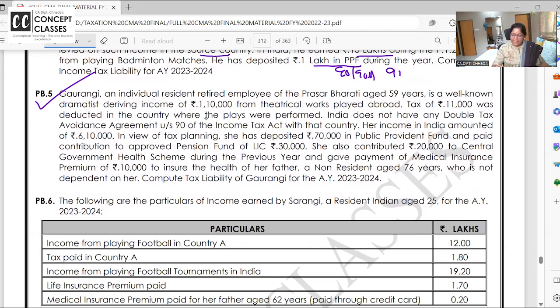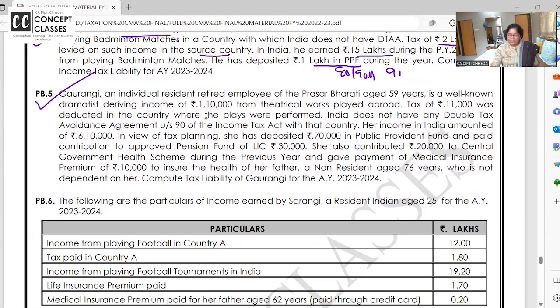Gaurangi, an individual retired employee of Prasar Bharati, is 59 years old and does dramatics. On 1,10,000 she has earned abroad from drama performance, and on that she has paid tax of 11,000. So about 10% tax is visible. India does not have a DTAA, so again the same thing, relief under 91 will be given.